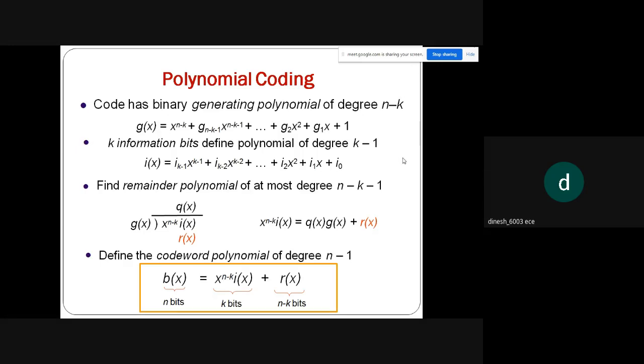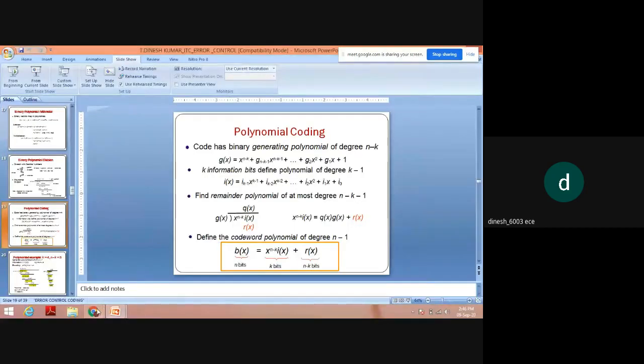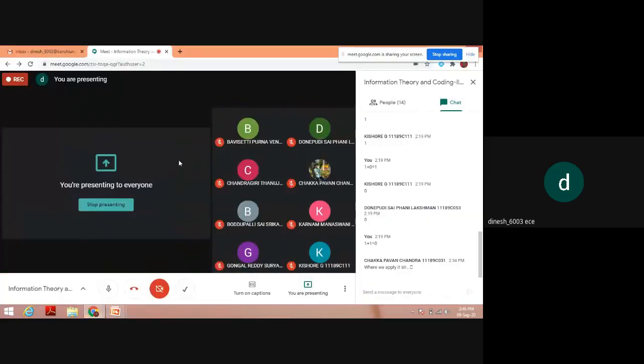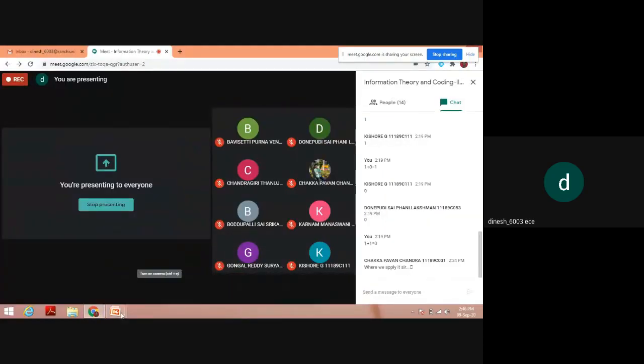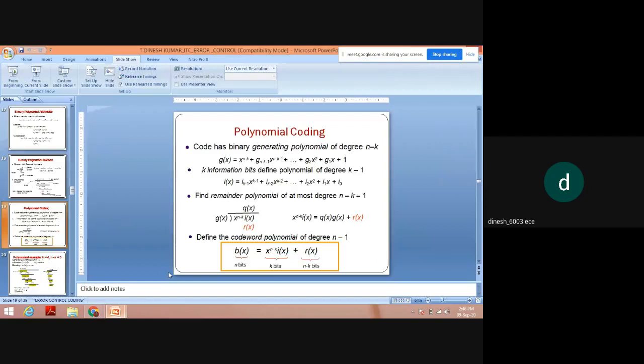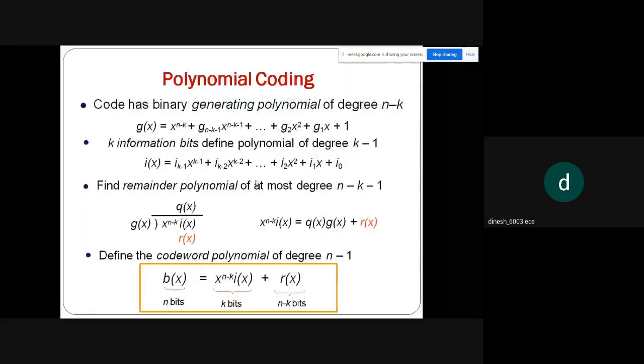Sorry for the disturbance. Let me check. Yeah. The polynomial coding is that the code will be having a binary generating polynomial with a degree of n minus k. Okay. So now you'll be wondering where this n minus k came from.